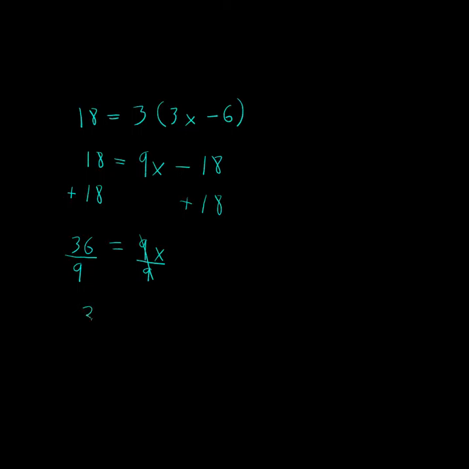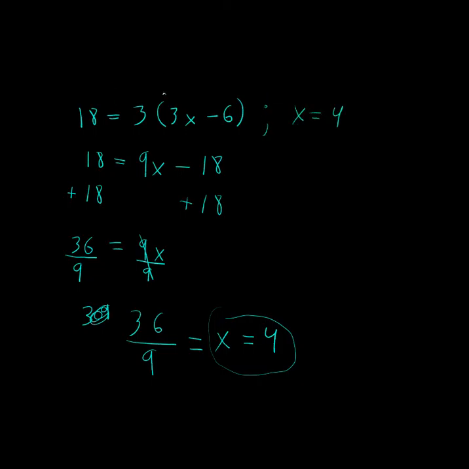We get 36 over 9 equals x. And so naturally we can rewrite this. What would 36 over 9 be? Well, that would just be 4. So we've solved our equation, we have for this x equals 4.